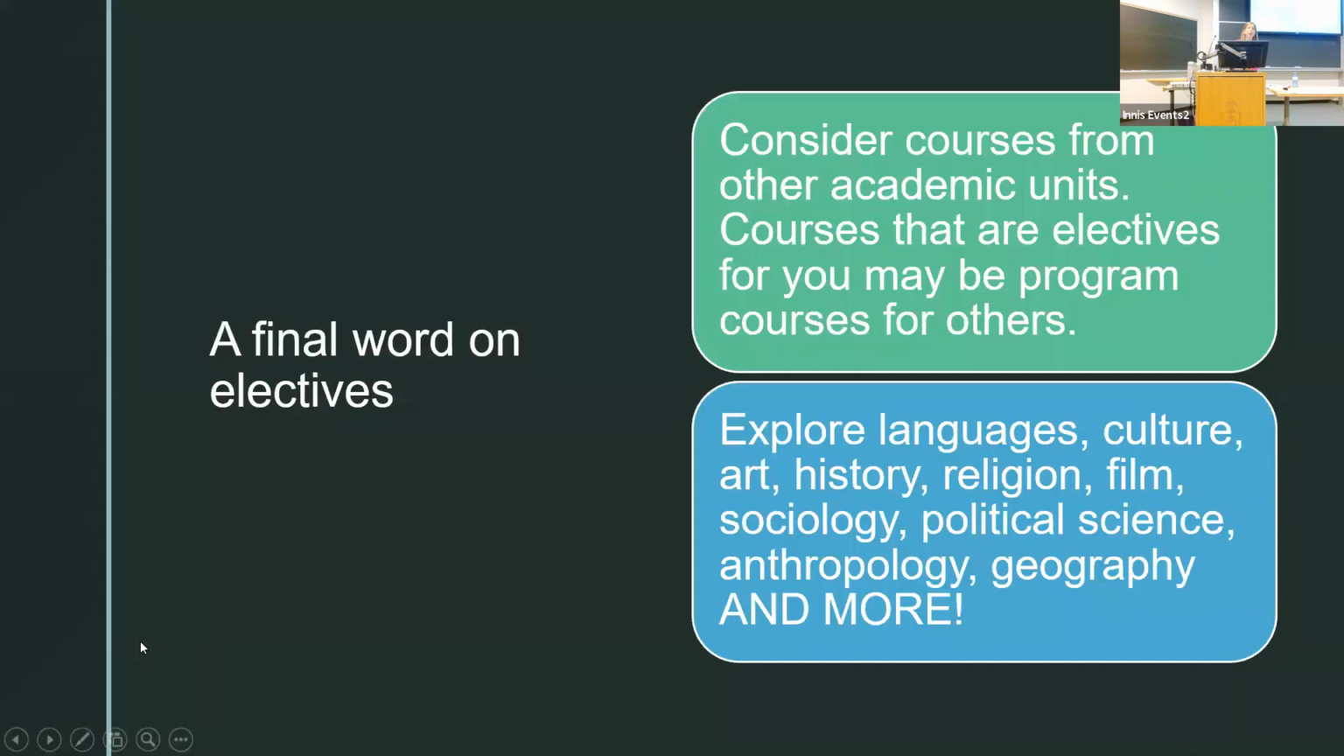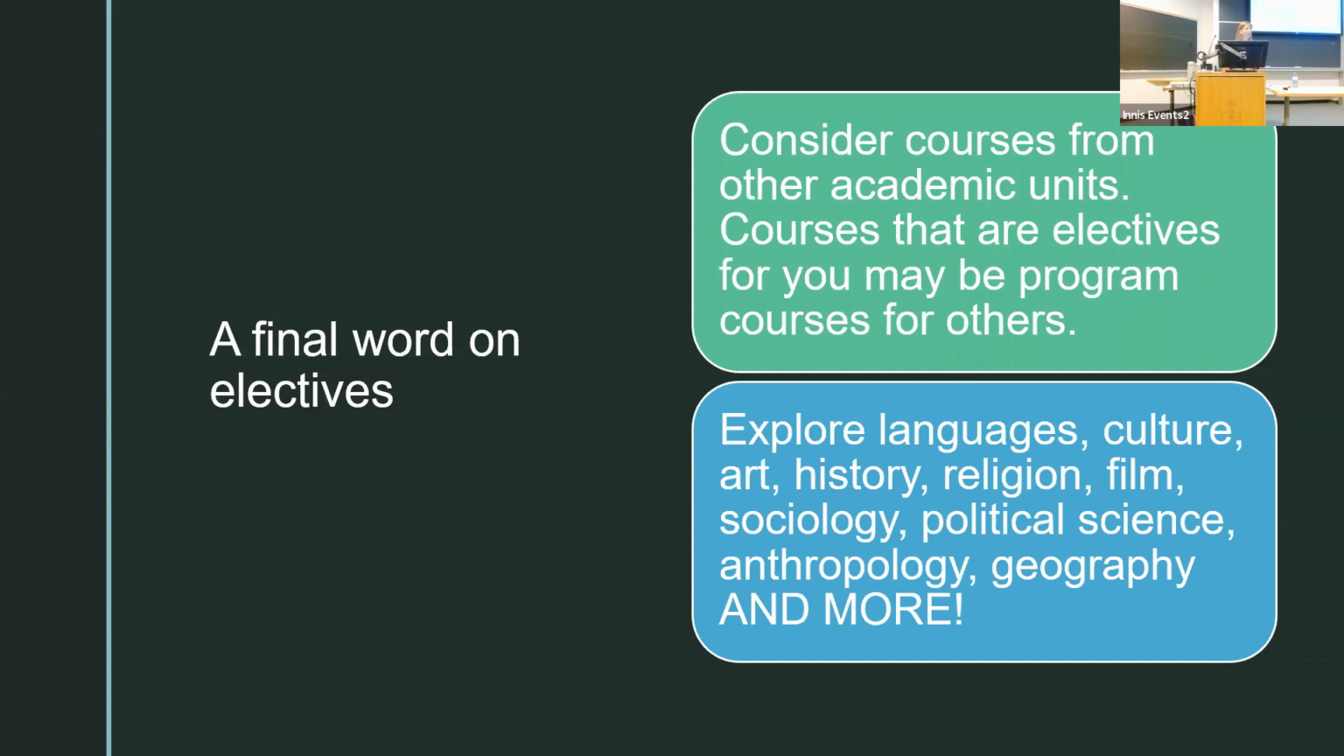Okay, so just a final word on electives. Remember, electives are courses that you choose to take just out of your interest. Choose courses from other academic units. Remember that some of these courses would be program-related courses for students who are interested in pursuing that program. One thing to tell you about is that we have this thing called credit/no credit.